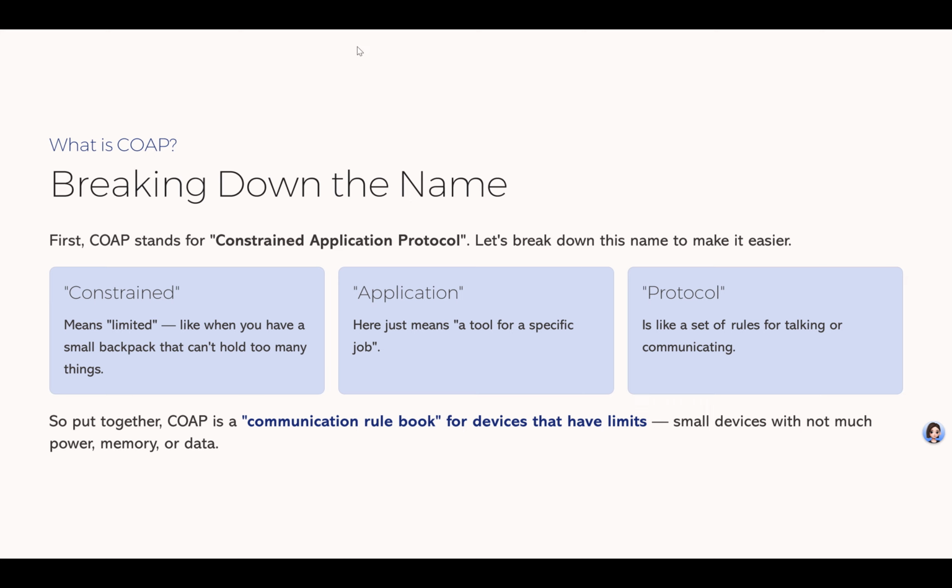Let's break down this name to make it easier. Constrained means limited, like when you have a small backpack that can't hold too many things. Application here just means a tool for a specific job. Protocol is like a set of rules for talking or communicating. So put together, CoAP is a communication rulebook for devices that have limits. Small devices with not much power, memory, or data.